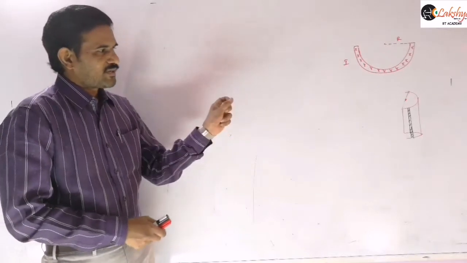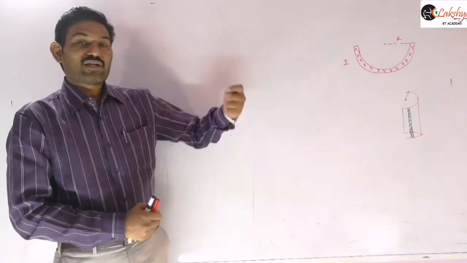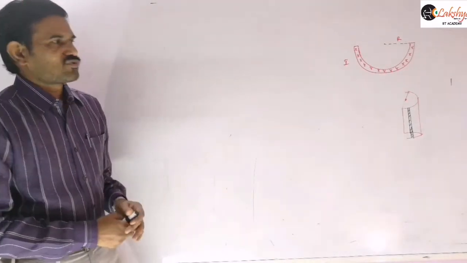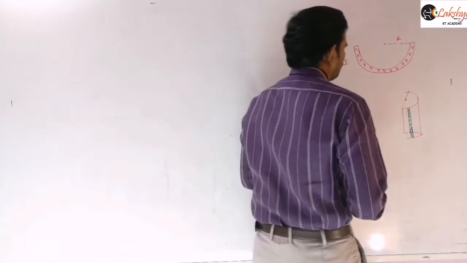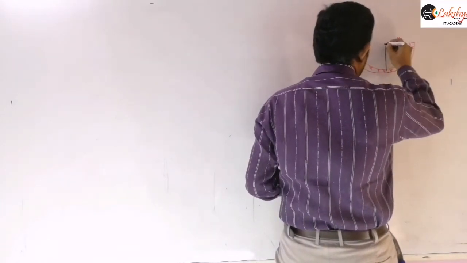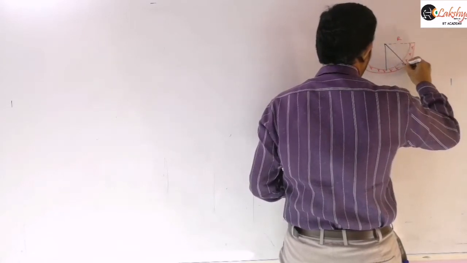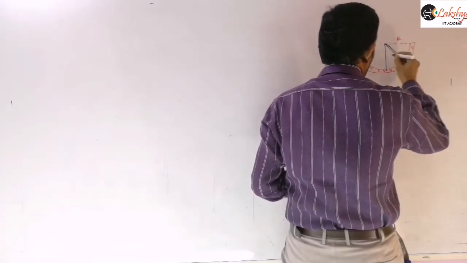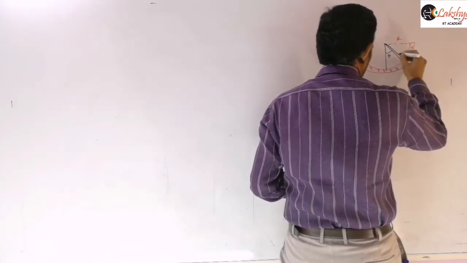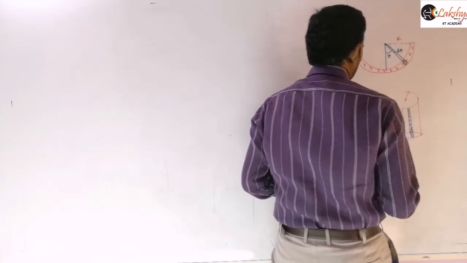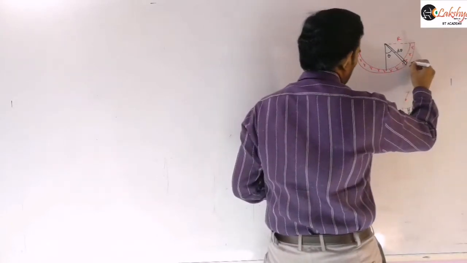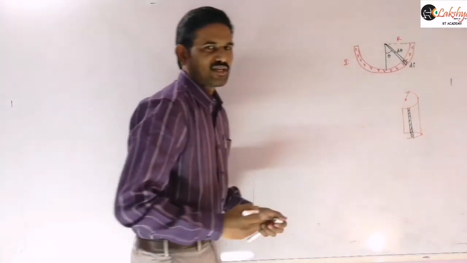So mu naught I by 2 pi r is the magnetic field due to the small element, where I is the current flowing through that element only. So I am taking such a small element here. This is the symmetrical axis, and I am taking one element here. This is an angle theta, and this is the element we are taking here. This angle is d theta, let us consider, right? Now the magnetic field due to the current flowing in this element, I am taking it as some di, where di is the current flowing through that element.